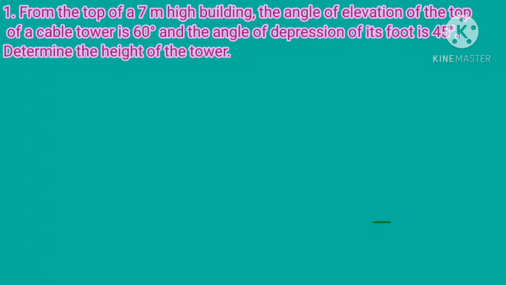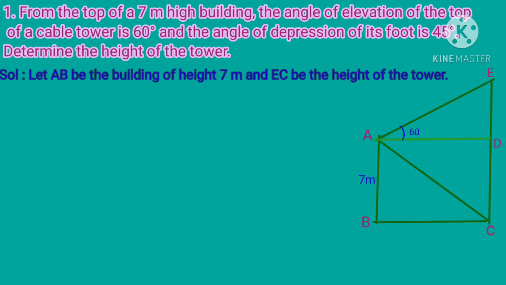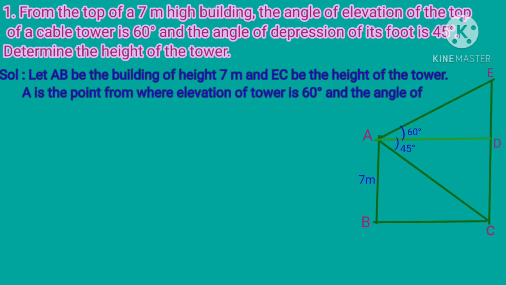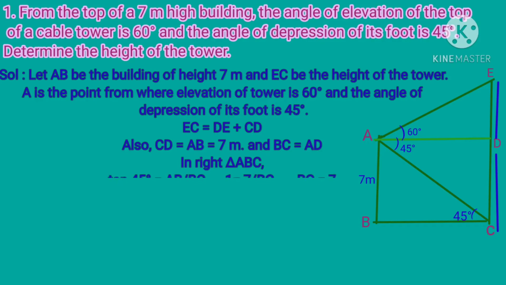So first of all, let's draw its figure. Let AB be the height of the building, this 7 meters, and EC be the height of the tower. We have to find this EC. A is the point from where the angle of elevation of the tower is 60 degrees and the angle of depression of its foot is 45 degrees. So we know that here EC is equal to DE plus CD. Also CD is equal to AB, equal to 7 meters. So this CD and AB are equal, and BC is equal to AD.